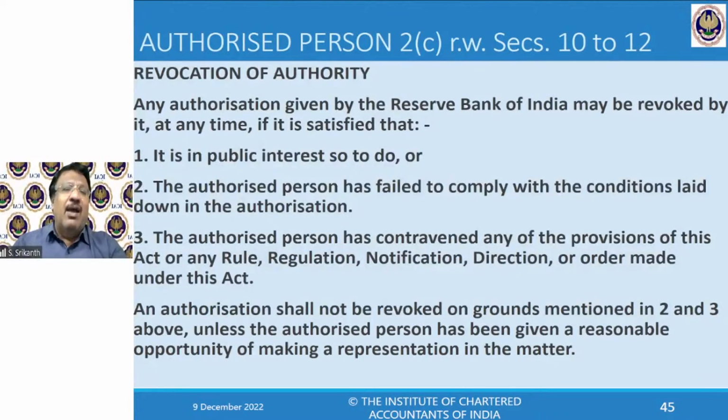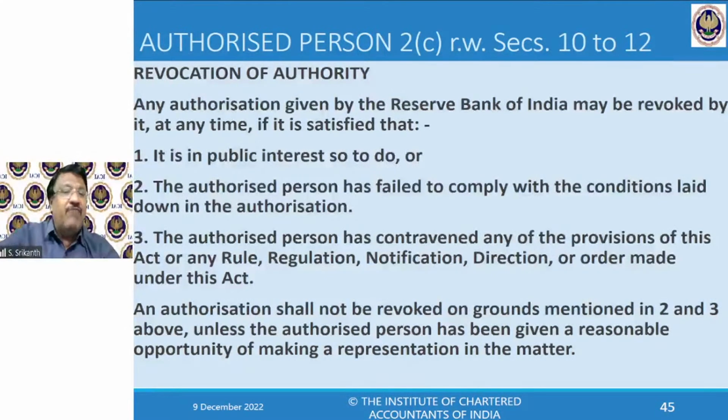Because the authorized person has done something which is not in the public interest. Maybe he is accepting foreign currency and giving Indian currency for people who are terrorists, or he is engaging in money laundering, or he is not maintaining proper records. It is in public interest to do that.